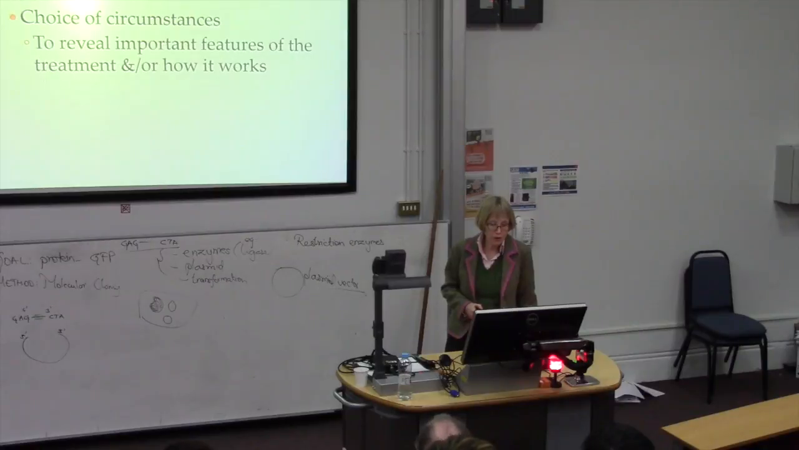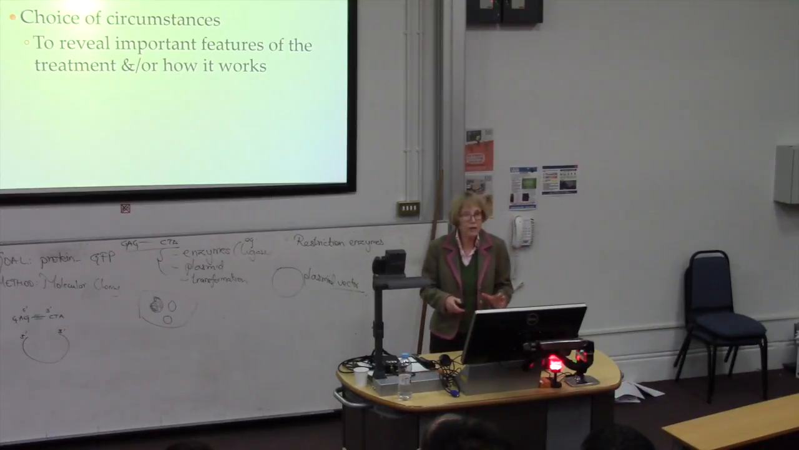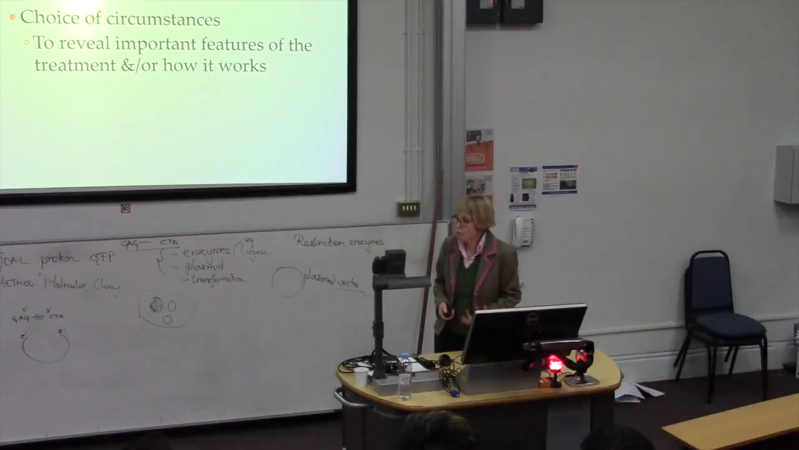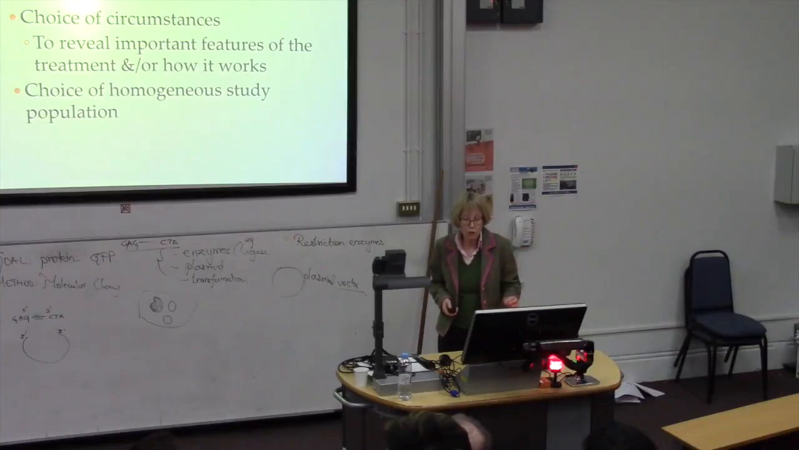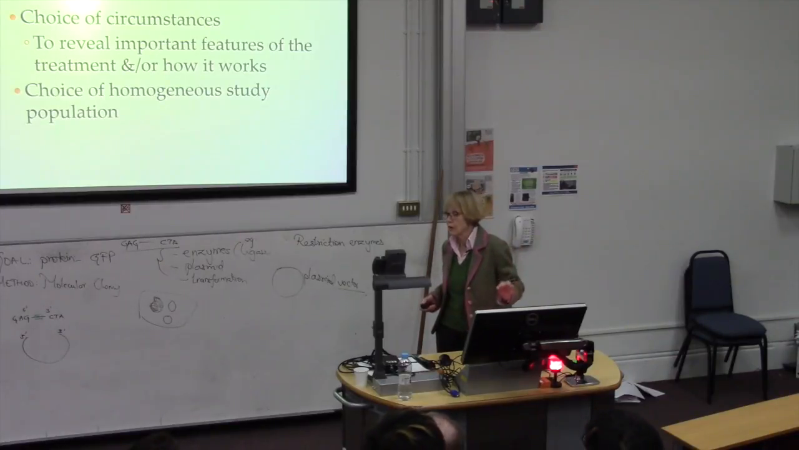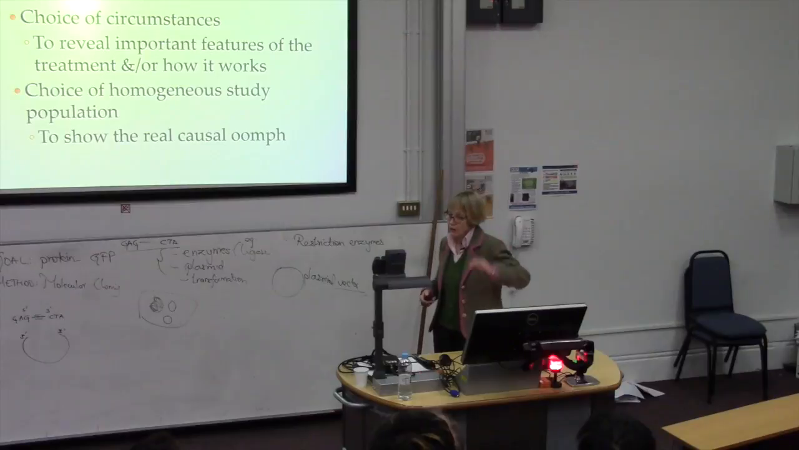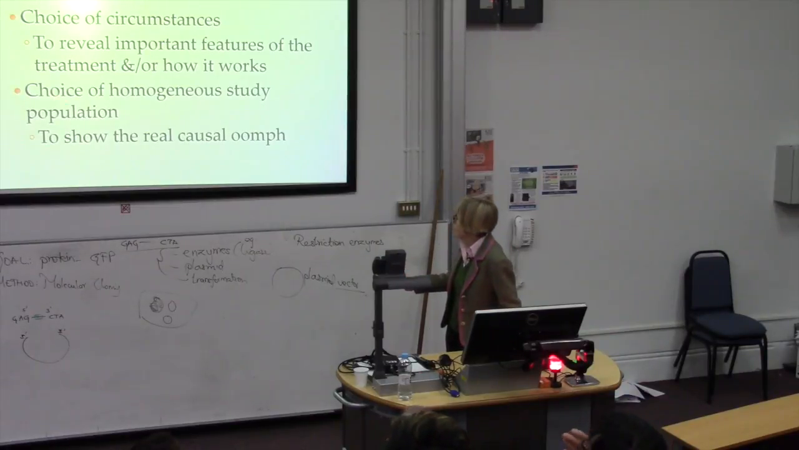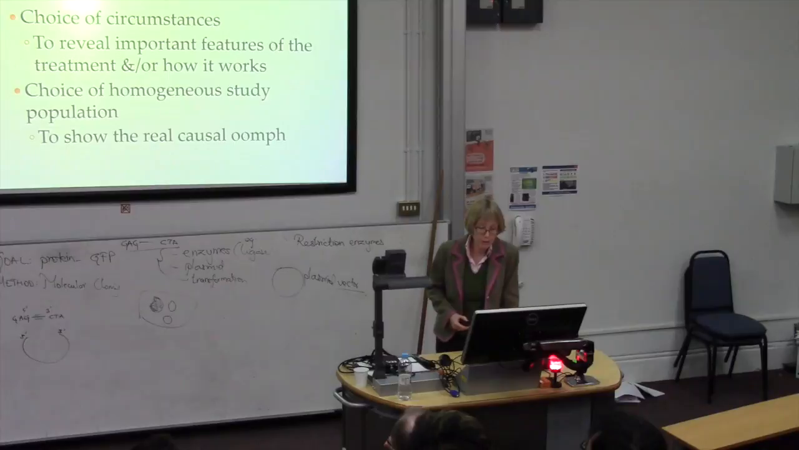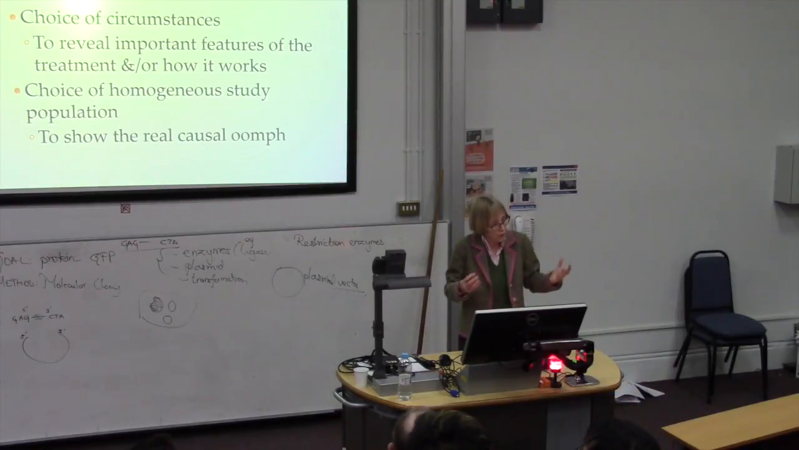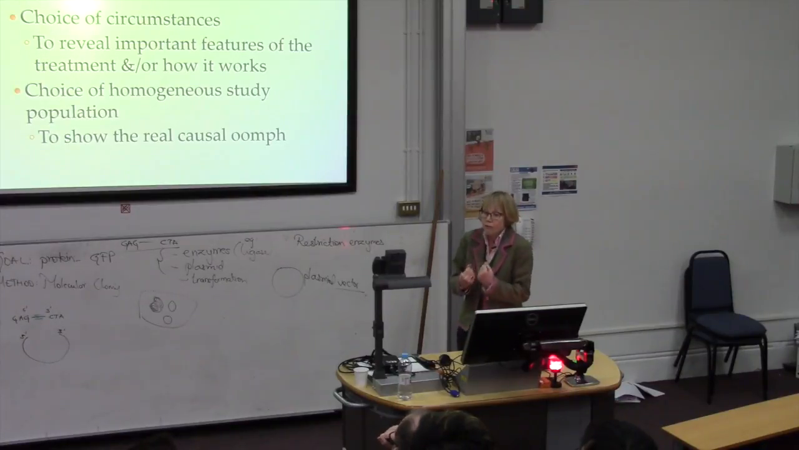Okay. So two senses of ideal. One is the choice of circumstances to reveal important features of the treatment and or how it works. So choose the circumstances in the right way to bring out important features about the treatment or how it works. And the other is to choose a homogeneous study population. So I'm going to look at both of these. I'm going to actually concentrate on the second one. And the choice of a homogeneous subpopulation is often thought, I'll explain why, to be a way of finding out the true causal oomph of the treatment.